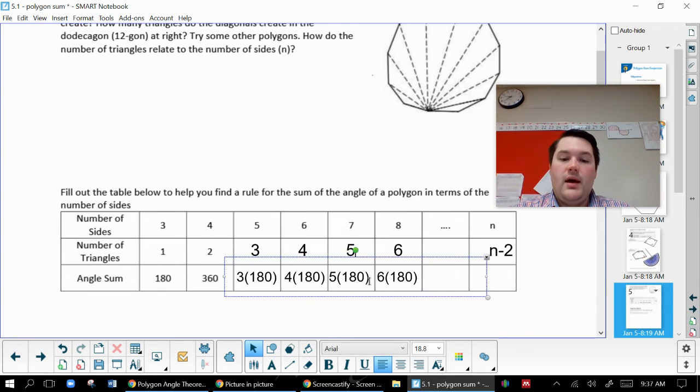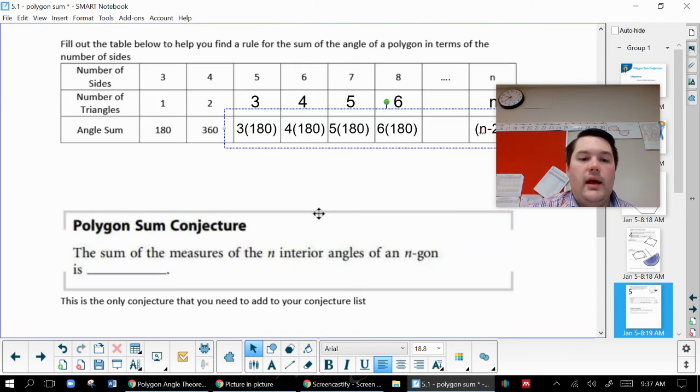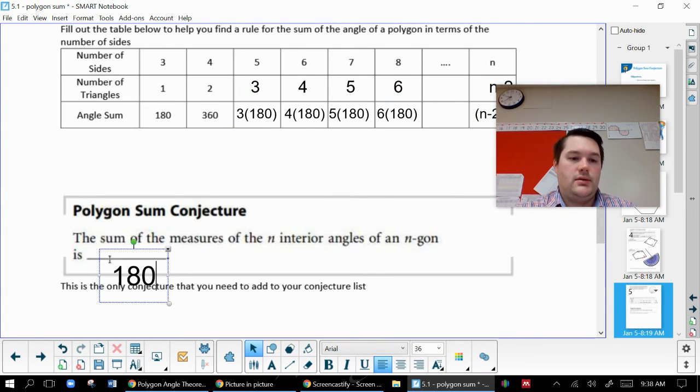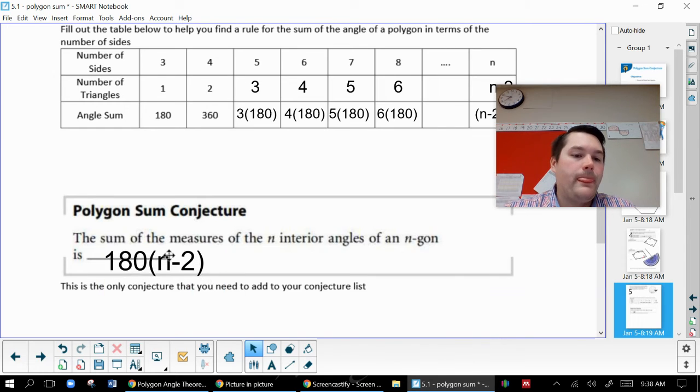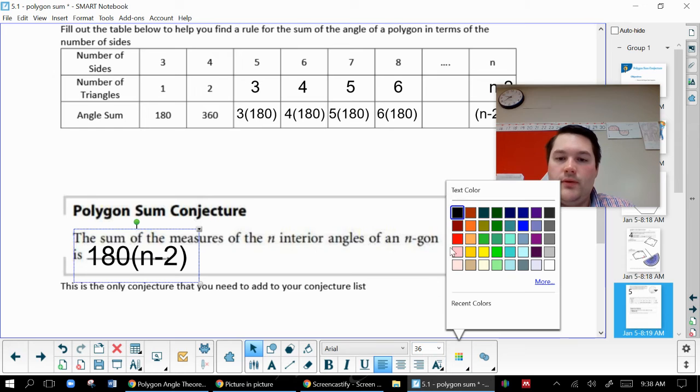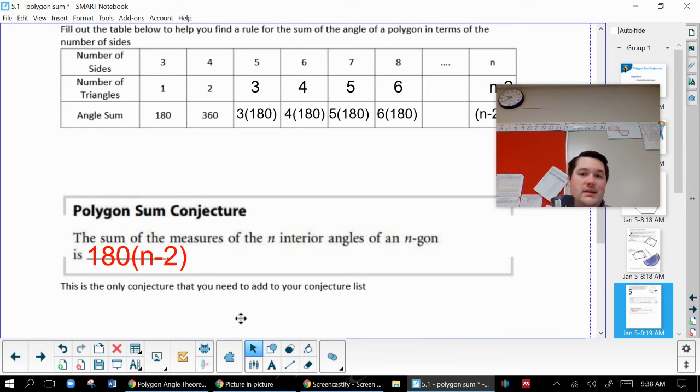So if I went up to this one, I'm taking n minus 2, n minus 2 times 180. And that is our formula for the total number of degrees in any polygon. And that's what we ended up writing down in our conjecture list. So if you were gone yesterday, or if you were gone on the day that we did this, write this in that conjecture packet. Remember, this is very important that you're keeping these up to date because the whole thing we're learning about is these conjectures. That is geometry. So the sum of the measures of the n interior angles of an n-sided polygon, n-gon just means n-sided polygon, is 180 times n minus 2. Pause the video, write that down. That is important.